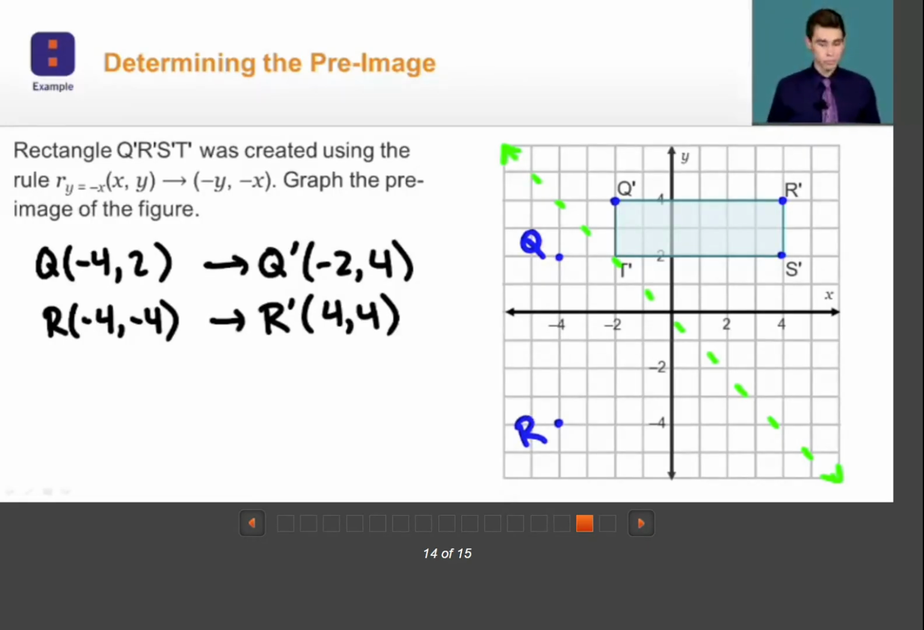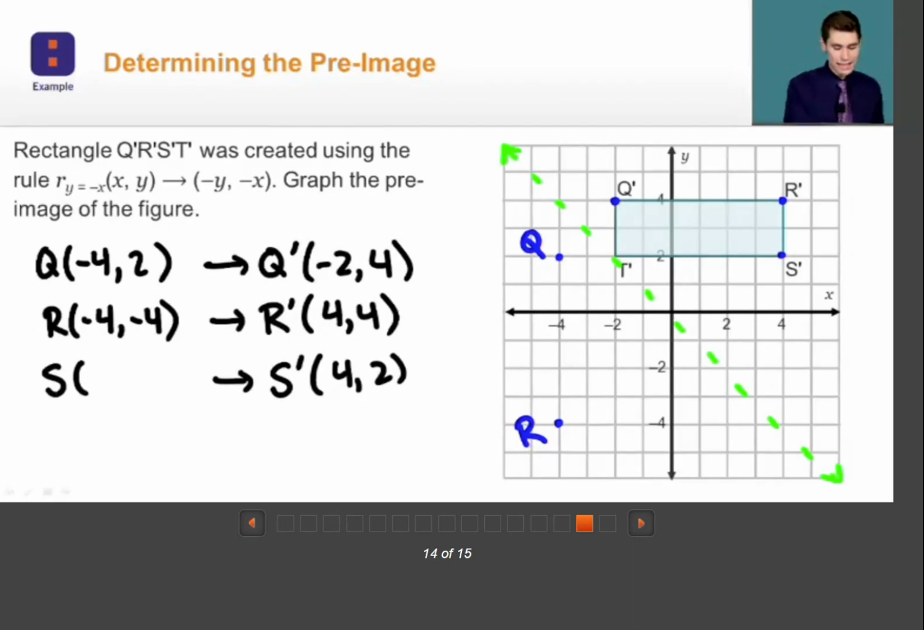So I'm going to start with S prime. S prime is located at (4, 2). I'm going to work backwards to find point S. So that means if I negate 4 and 2 and then I switch them, I'm actually going to be left with (-2, -4). I'm going to add that as well.